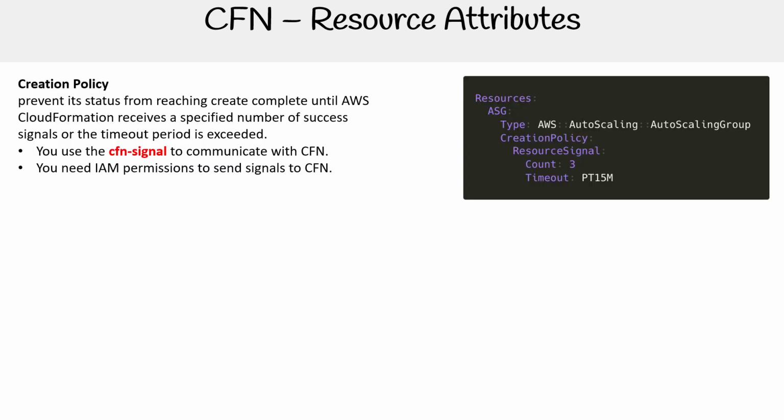The first here is the creation policy. This prevents its status from reaching create complete until CloudFormation receives a specified number of success signals or the timeout period is exceeded. You're going to use the CFN signal to communicate with CFN. We definitely do that in a lab. You need IAM permissions to send signals to CFN.